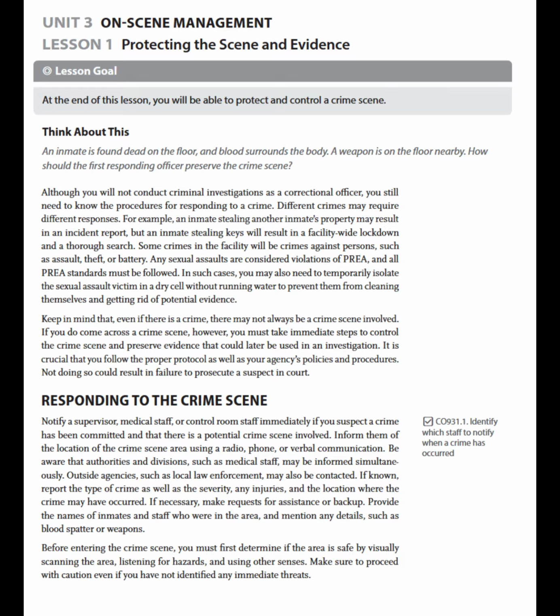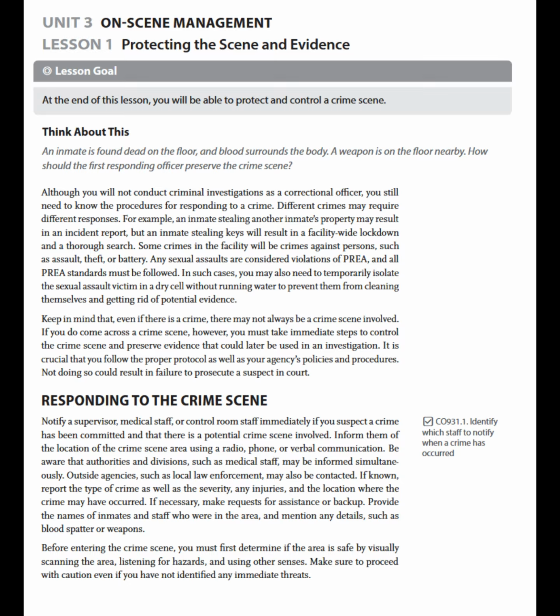Notify a supervisor, medical staff, or control room staff immediately if you suspect a crime has been committed and that there is a potential crime scene involved. Inform them of the location of the crime scene area using a radio, phone, or verbal communication. Be aware that authorities and divisions, such as medical staff, may be informed simultaneously. Outside agencies, such as local law enforcement, may also be contacted.